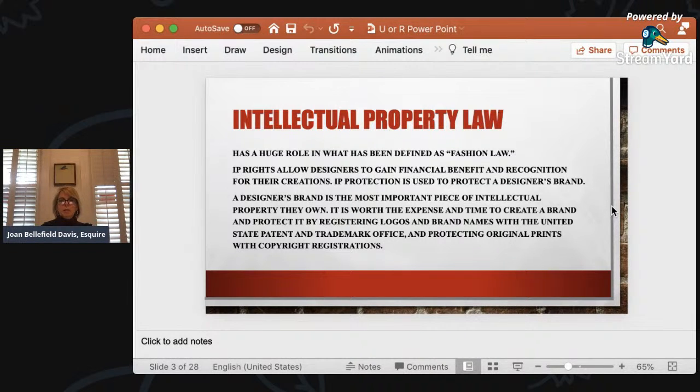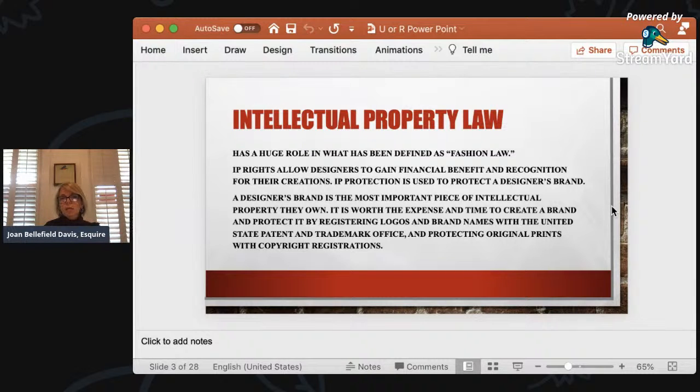Intellectual property plays a huge role in what's been defined as fashion law. IP rights allow designers to gain a financial benefit and recognition for their creations. And the IP protection is used to protect a designer's brand. I believe a designer's brand is the most important part of intellectual property they own, at least in the US. I've also presented in Europe, and I understand European law has more protection for copyright on designs, but we do not have that in the US.